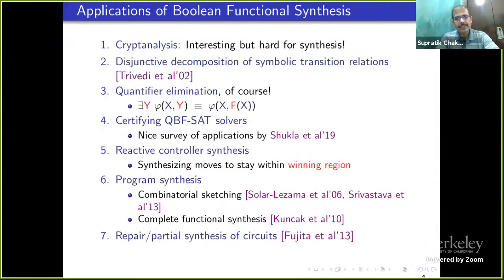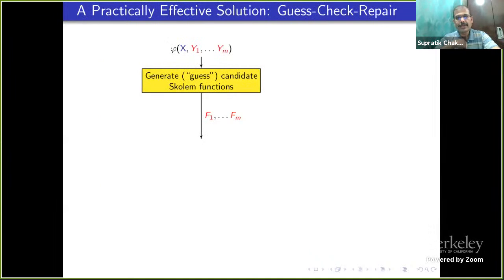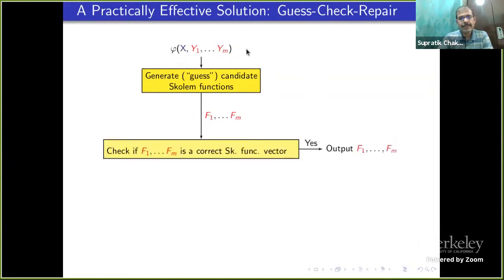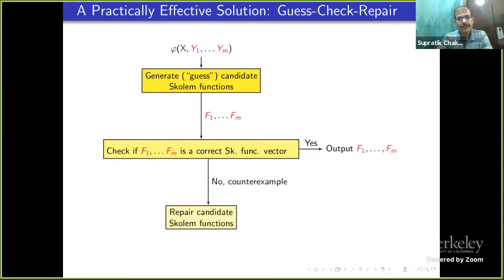Now, for purposes of this talk, I'm going to focus on a particular paradigm, which is counterexample guided repair. But to give you the full picture, there are 3 steps involved in it. You guess some candidate Skolem functions starting from a Boolean specification, and then you check if your guess is correct or not. And if it is not, you get a counterexample. And then you've got to repair the candidate Skolem functions based on this counterexample. So this is the part on which we want to focus a little bit today.